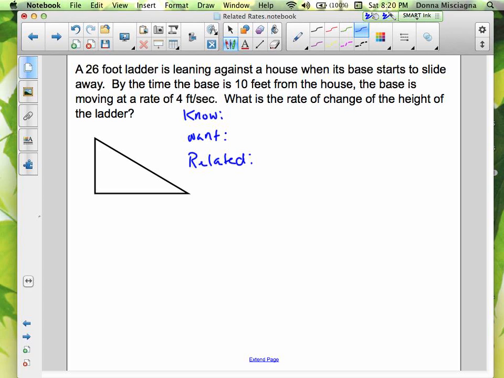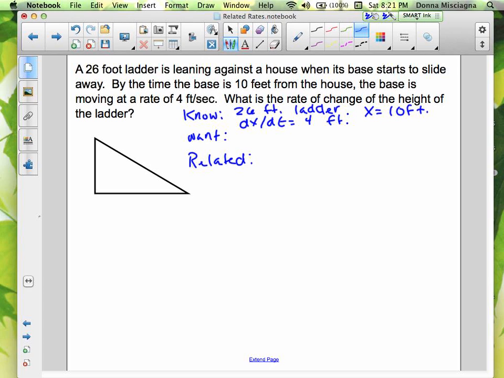Right, so here what we know: we have a 26-foot ladder leaning against a house. We know that the base, the horizontal distance, is 10 feet. And we know the rate of change in that horizontal distance, dx/dt, is 4 feet per second. That would be positive. It would be increasing because as the ladder slides, the base is getting farther and farther away from the wall.